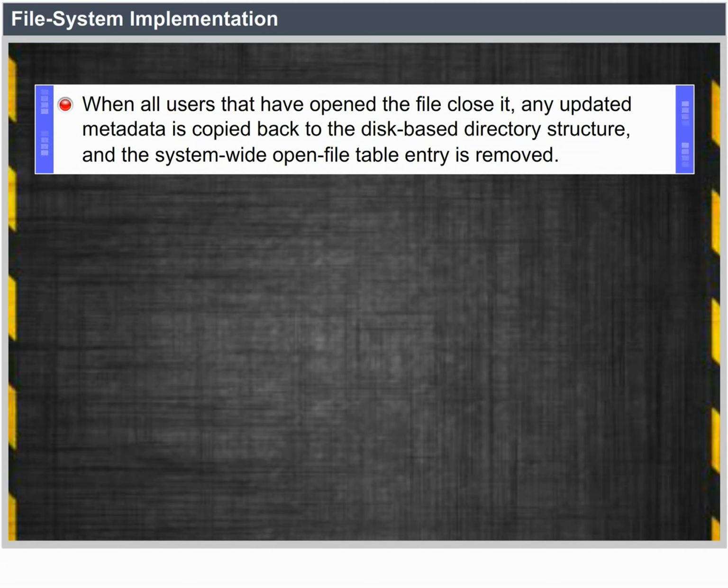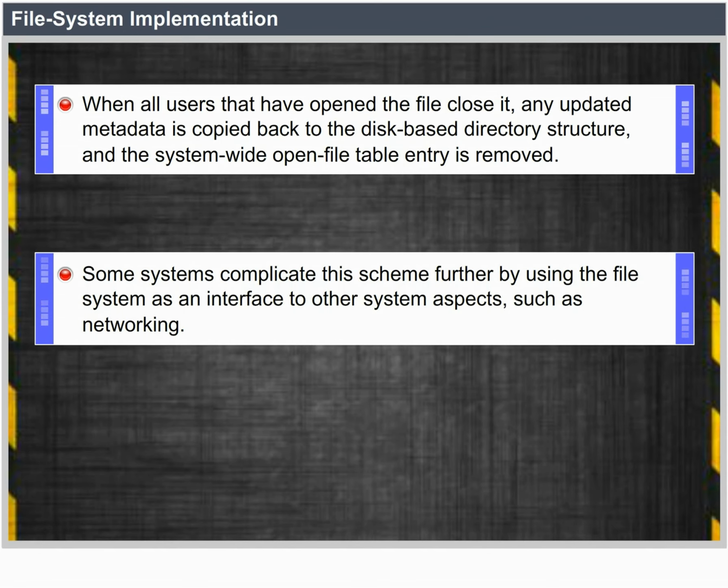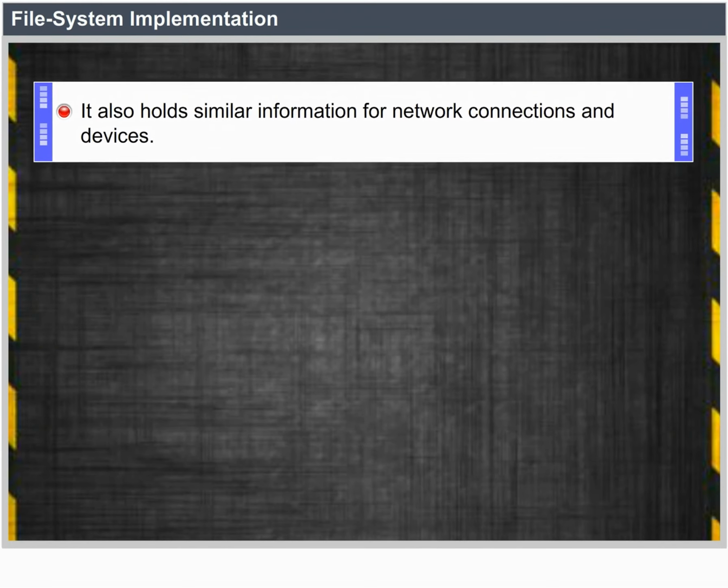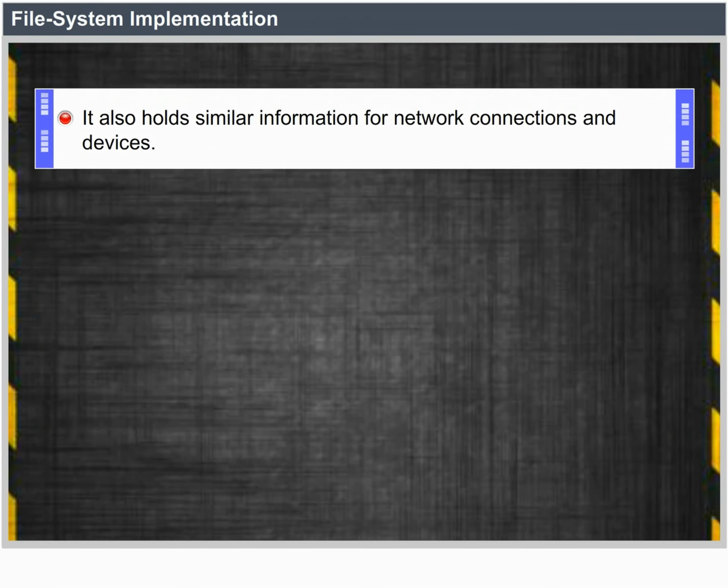Some systems complicate this scheme further by using the file system as an interface to other system aspects such as networking. For example, in UFS, the system-wide open file table holds the inodes and other information for files and directories. It also holds similar information for network connections and devices. In this way, one mechanism can be used for multiple purposes.